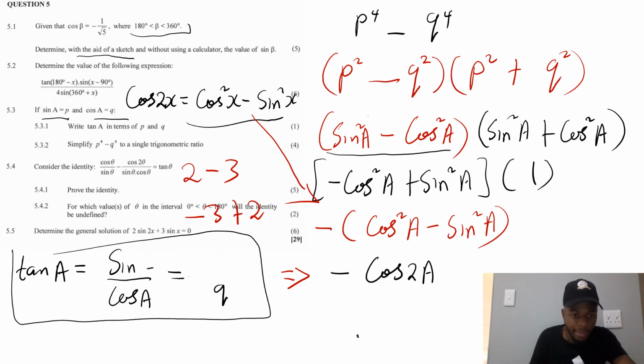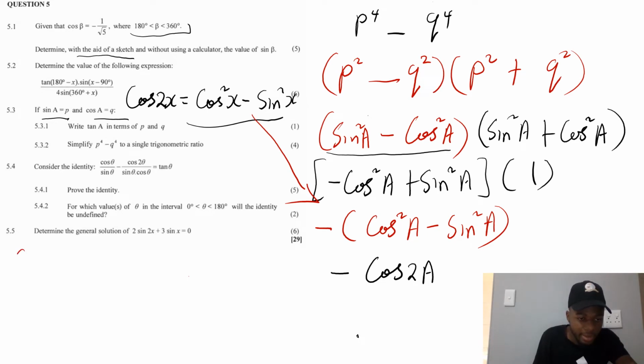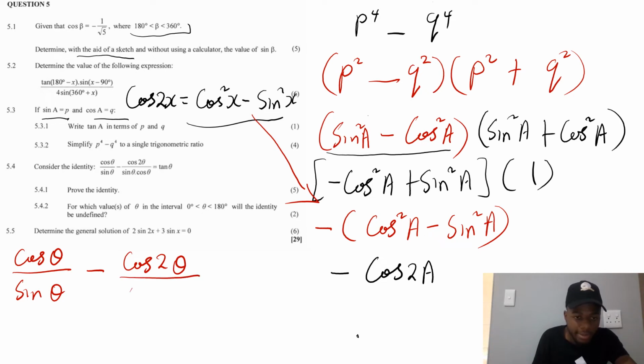5.4. Let's see what we're having there. Oh, we're having an identity. Interesting. We have to prove this identity: cos theta over sine theta, minus cos 2 theta over sine theta multiplied by cos theta, equals tan theta. Even if I don't write equals tan theta, allow me to prove with this left hand side. I will use this left hand side to prove, but indeed it's going to give me tan theta.